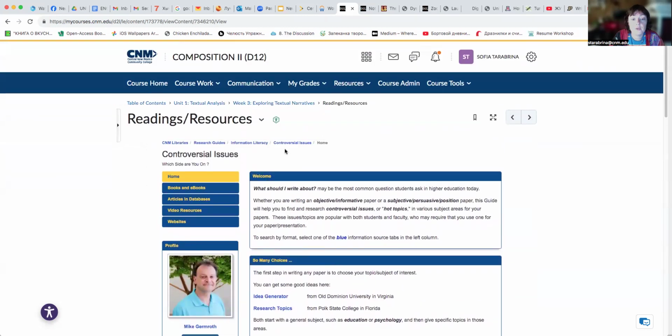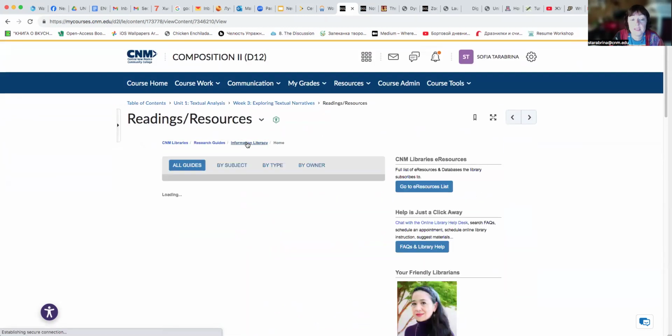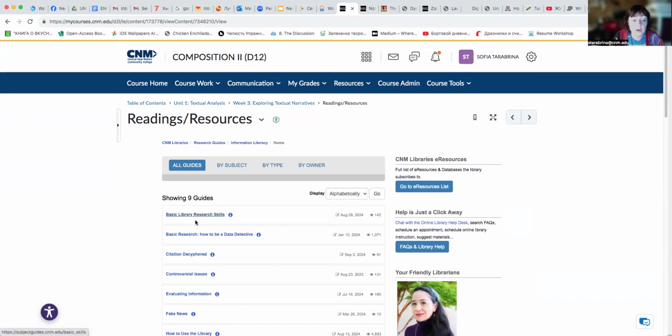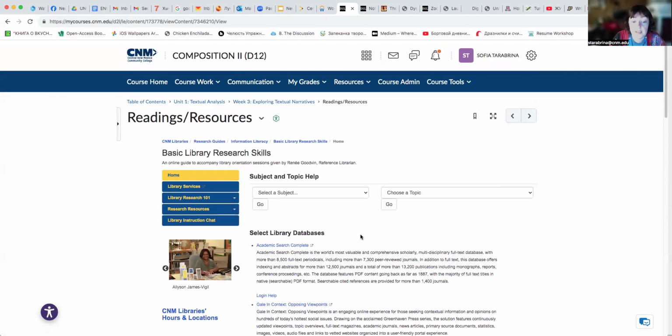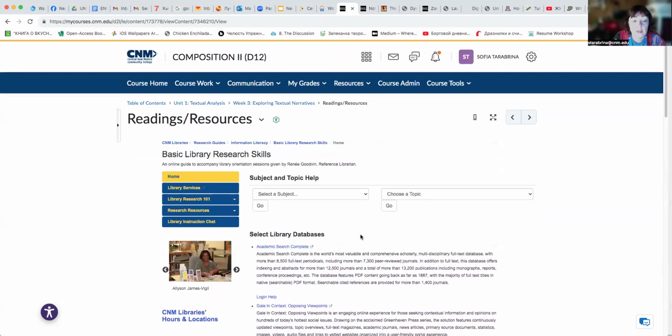And in addition to this, you can also go to information literacy, and you will find there is a bunch of other sections here that you might want to look into. For example, this one, basic library skills, a lot of resources that you will find helpful.